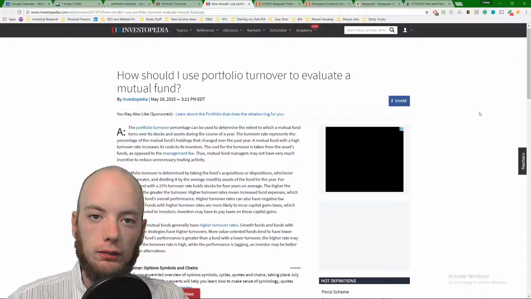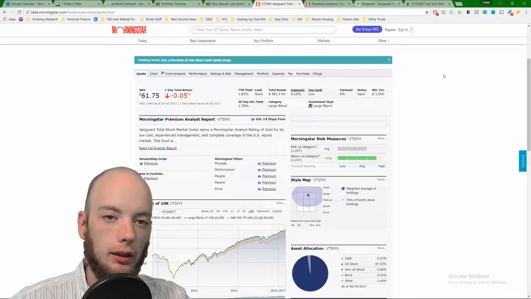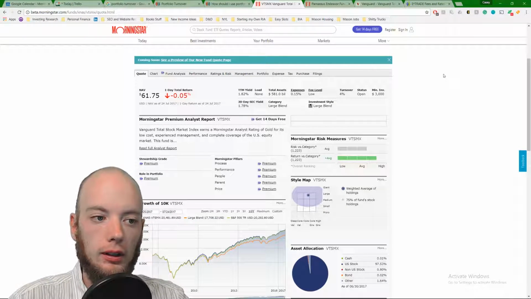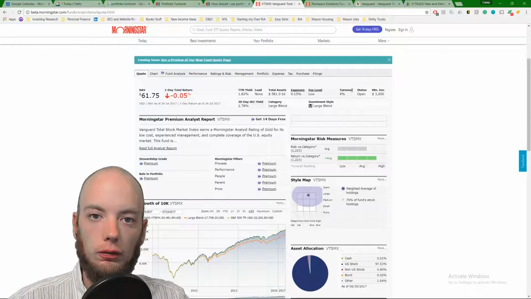Look for index funds whose turnover ratios are usually extremely low. So VTSMX is a Vanguard index fund. It has a 4% turnover ratio that you can see right here. Extremely low, good for non-tax sheltered accounts, good for your returns, if that makes sense for you.